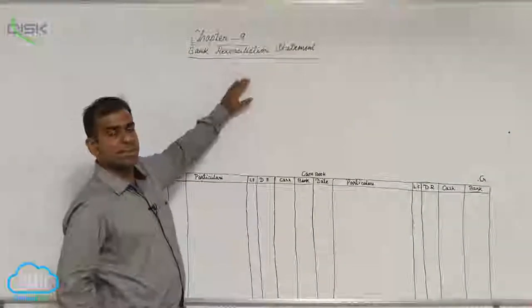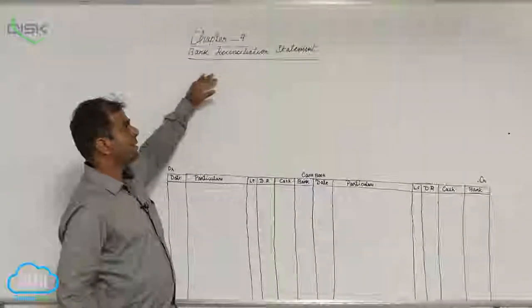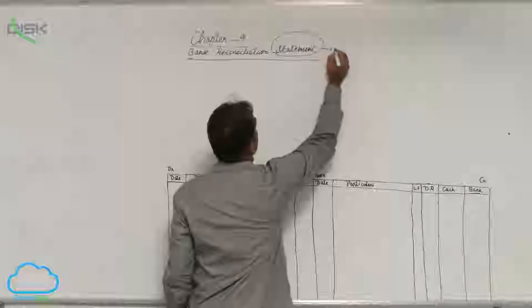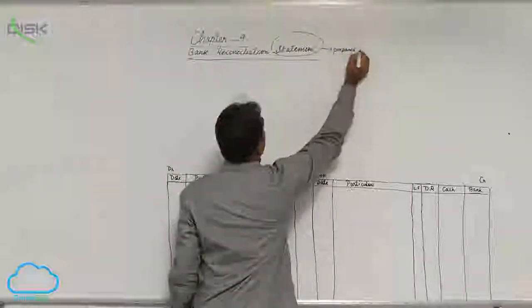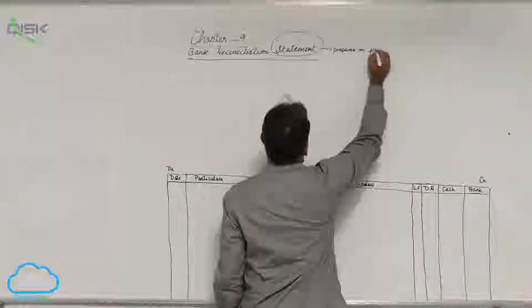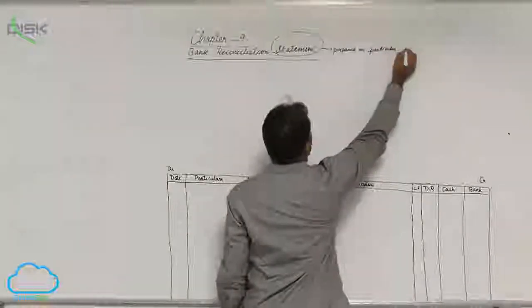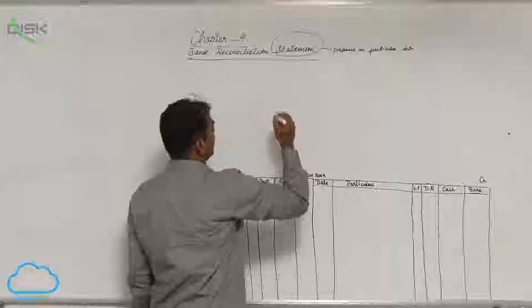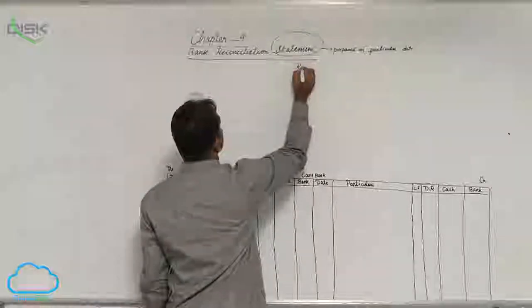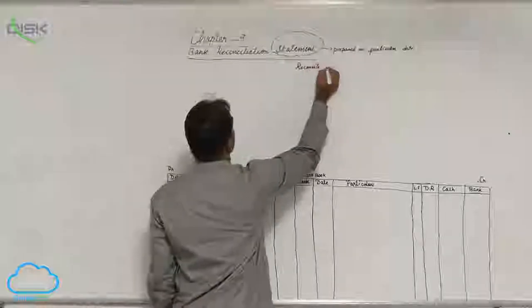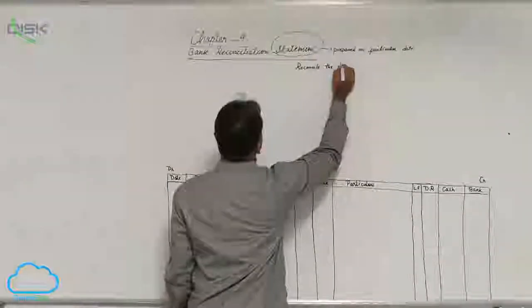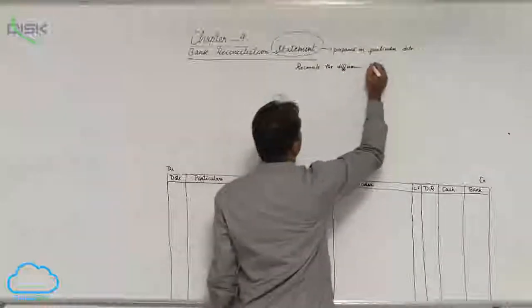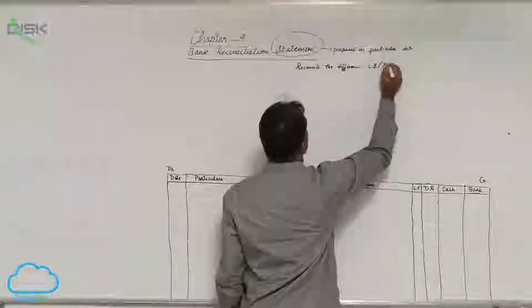Bank reconciliation statement, if you see, is a statement. It is prepared on a particular date. Now why do we prepare the statement? It is prepared in order to reconcile the differences between your cash book and passbook.